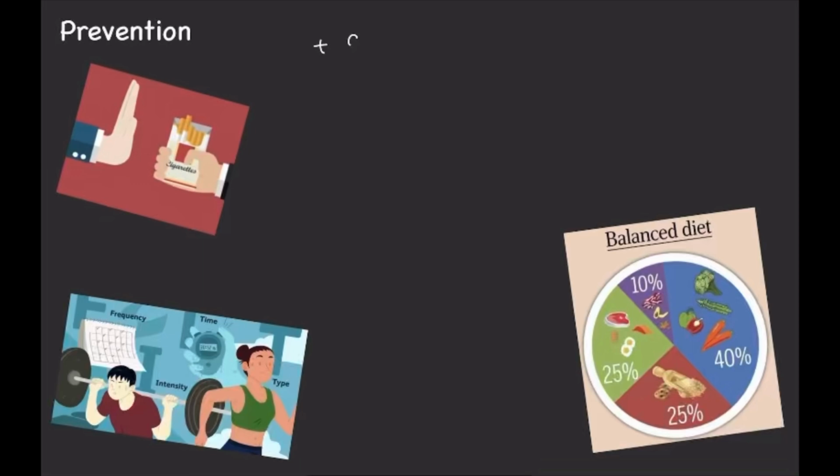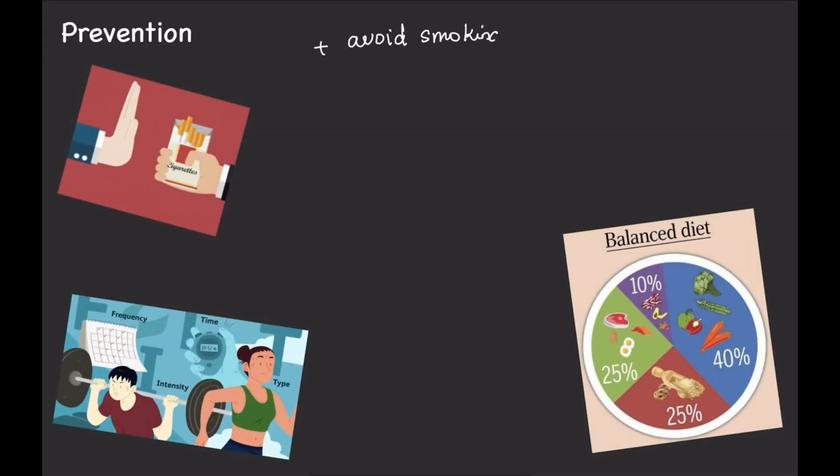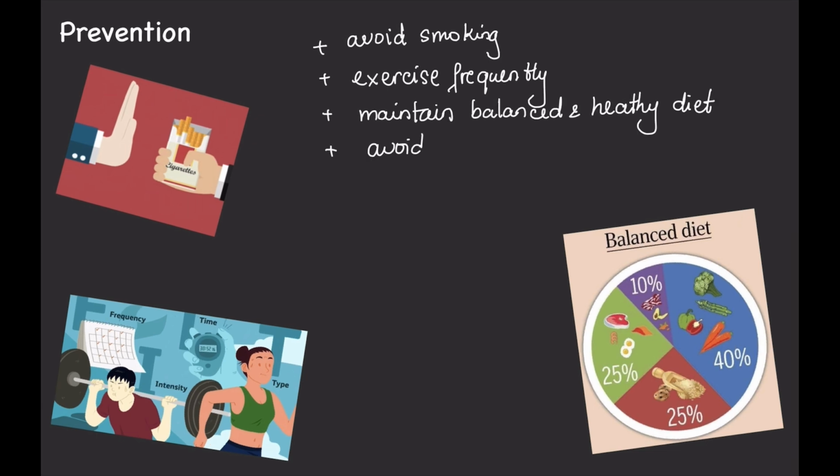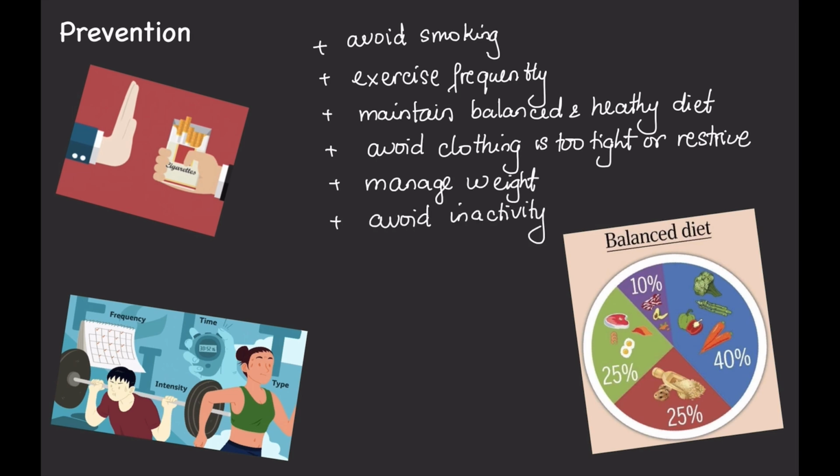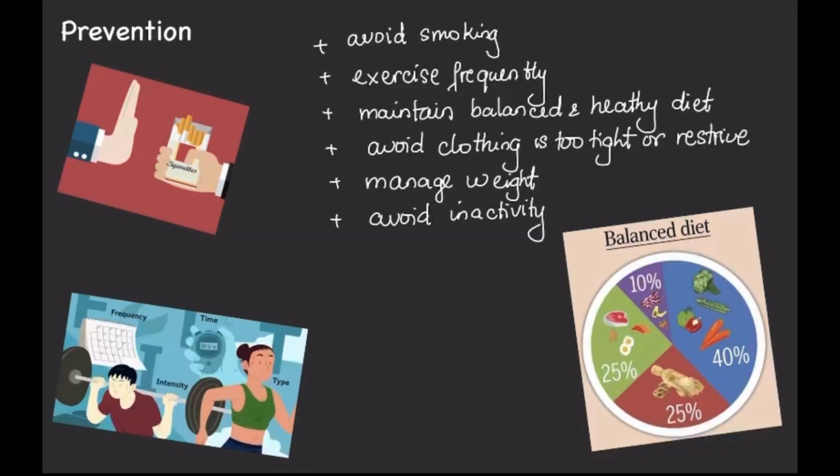Although treatment has been proven effective, there are many ways individuals can work to prevent CVI from occurring in the first place. For instance, to reduce your risk of CVI, one can avoid smoking, exercise frequently, maintain a balanced and healthy diet, avoid clothing that is too tight or restrictive, manage one's weight, and avoid inactivity, such as sitting or standing for extended periods of time.